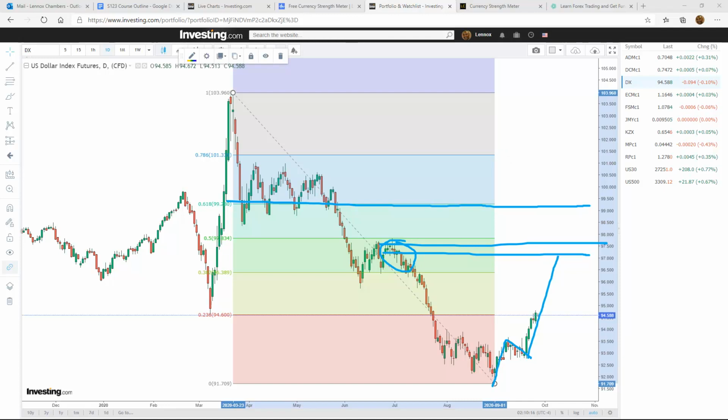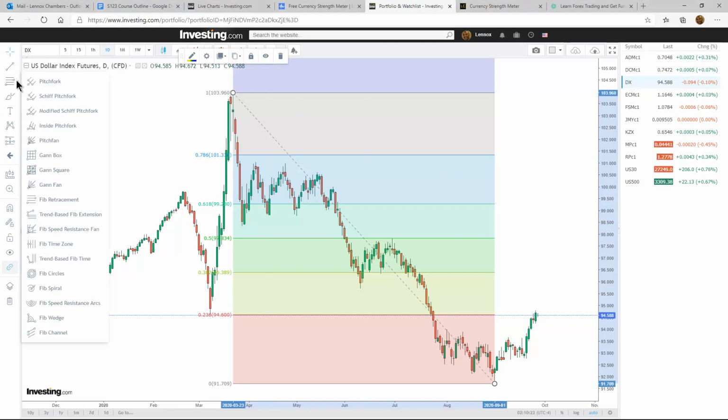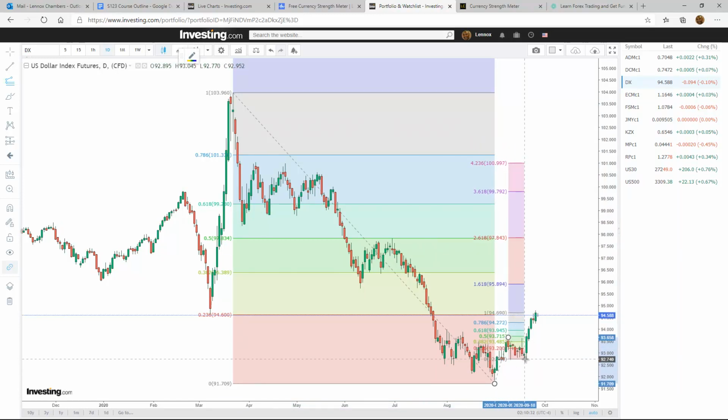Okay, so let's take a look at the Fib extension on this move from the bottom as an example of the expected move. We can see again that from this move here, price is going to be in around the 2.618 area, maybe just a little less, but again, still pointing to the same general area for the continued move to the upside. Okay, so that's the US dollar futures index.